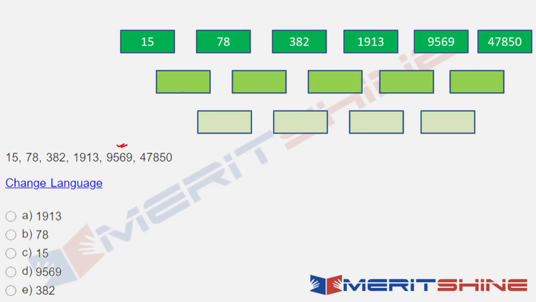Now we are done with questions from the practice mock. Let us take up questions from Oliveboard. 15, 78, 382, 1913, 9569, 47850. Clearly from 15 to 47850, it's a multiplicative series. Significant increase. What is the multiplication factor? This is in and around 5.